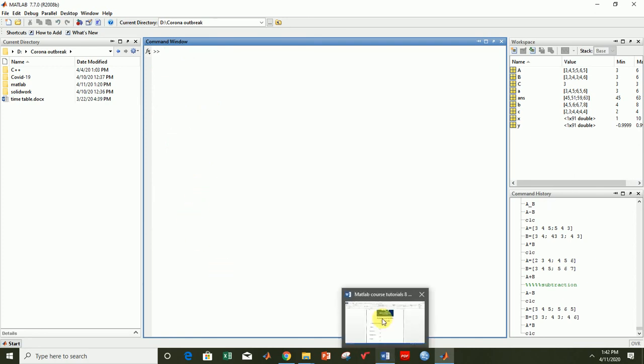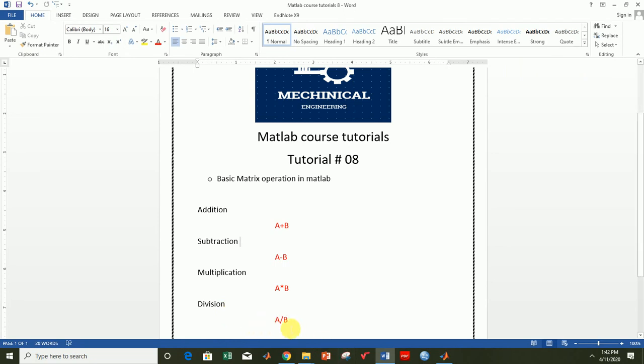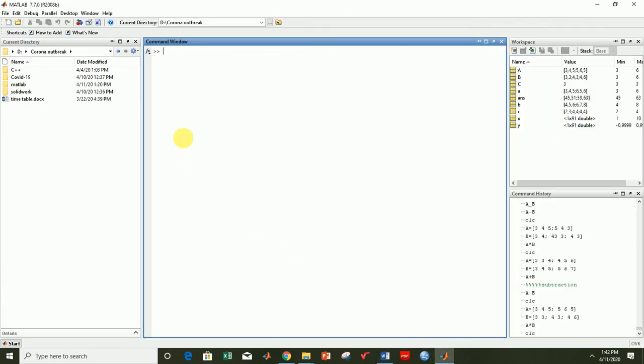Now the last one is division. You can divide A by B using the forward slash. You can also use the backward slash, but that means A inverse B. So let's do this one by one. In division you have to remember that the sizes of the matrices must be the same, right? So let's say I have this matrix A, so my B matrix must be 2 cross 3, the same size, right? So I have these two matrices.